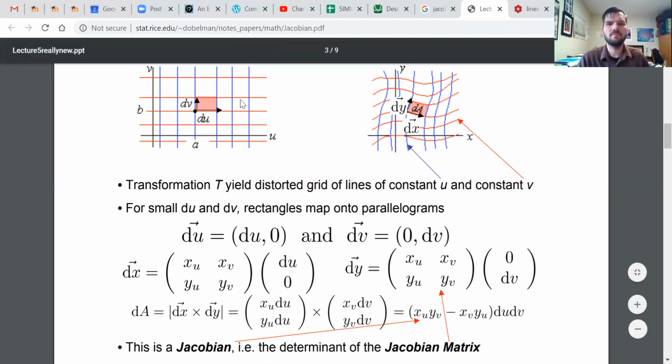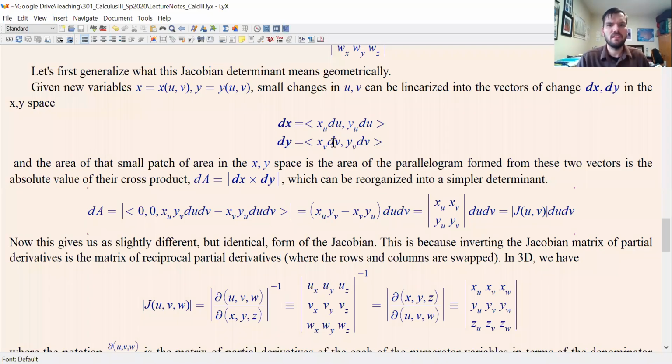Now let me translate this over into a row form, a shorthand row form, so it looks a little bit more familiar. We can write the x change vector as x sub u du and y sub u du. This is basically the changes in terms of u, and x sub u and y sub u are the conversion factors, much like r sub x and theta sub x, only reversed. So this is the change occurring because of u. And then dy is the change vector that's kind of like in the y direction. That's due to the change in v.